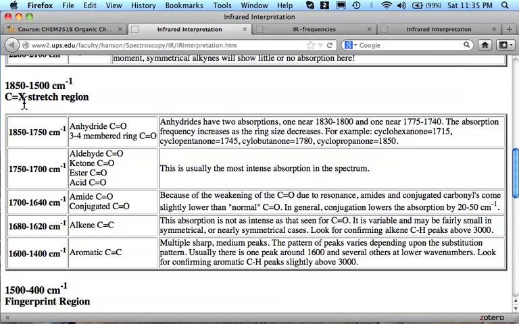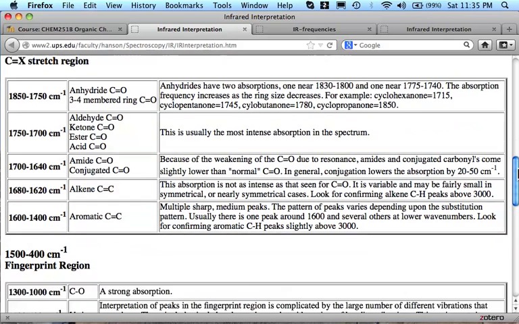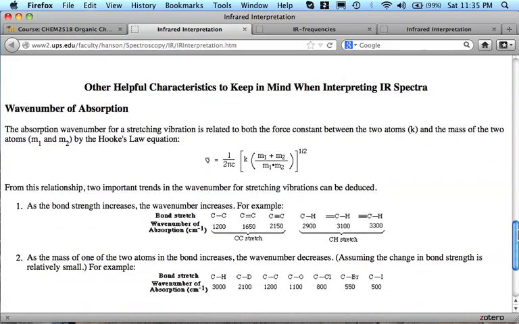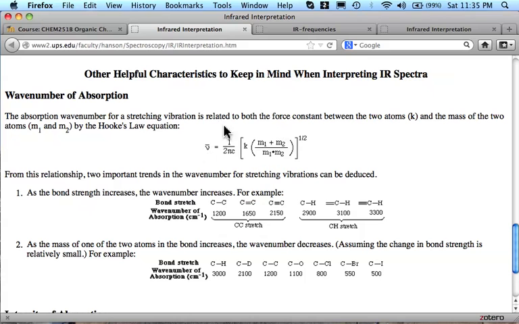Finally, the C double bond X region, which you'll see here, a lot of carbonyl, C double bond O, are in that region, and then the C double bond Cs. But again, we can break them out into different subregions. And finally, the fingerprint region down from 1500 all the way down. There's also a few notes at the end about some other characteristics to keep in mind when interpreting IR spectra. For example, that the wave number is related to the force constant K, which in our case is normally the bond strength, and to the masses of the two atoms on the ends of the bond, typically.